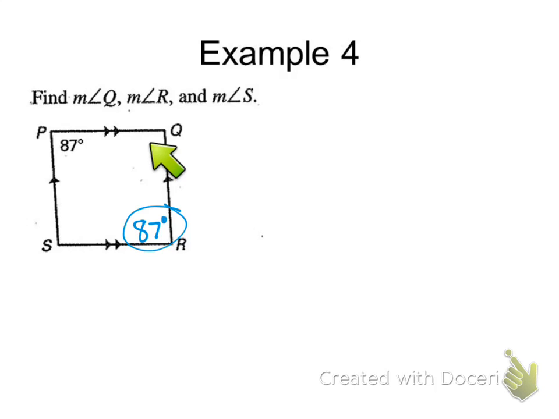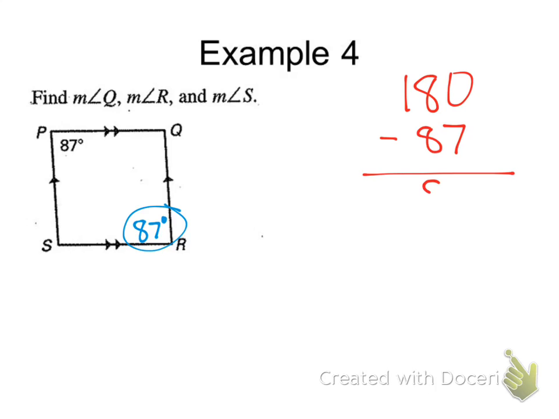What do I know about angles that are right next to each other? They add to 180. So if I do 180 minus 87, that gives me 93. That means that angle Q is 93. What other angle is 93? S, very good. So again, angles opposite one another are the same. Angles next to each other add to 180. So add to 180, add to 180, add to 180, add to 180.